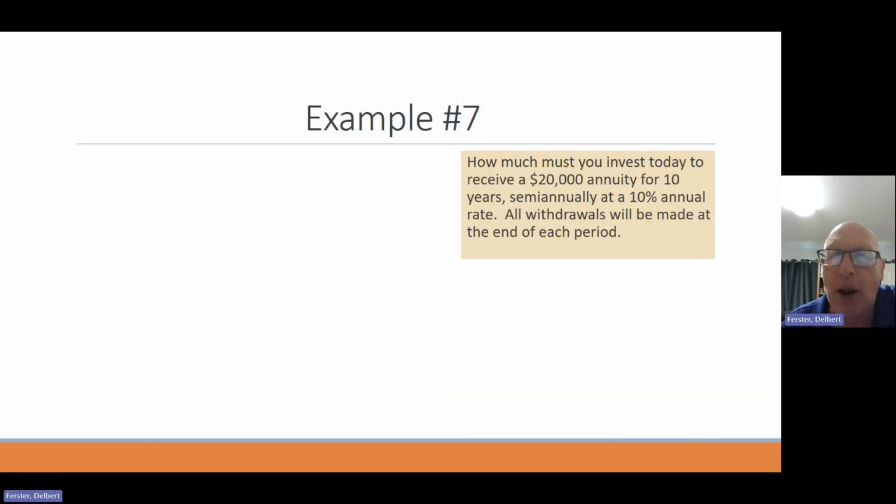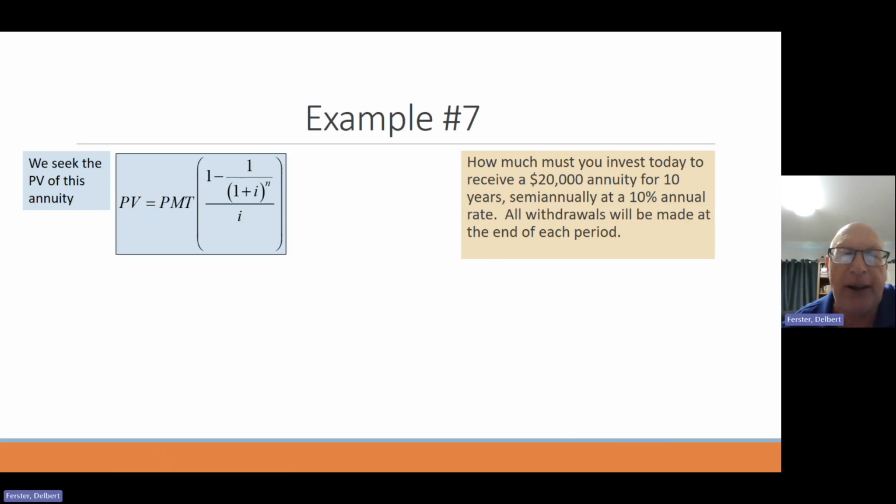A lot going on. It's a good problem, though. Example 7, how much must you invest today to receive a $20,000 annuity for 10 years, semi-annually at 10% annual rate? All withdrawals will be made at the end of each period. All right, so we want the present value. And you want to set up a $20,000 annuity that'll span 10 years, and you're going to pull out $20,000 twice a year, semi-annually at a 10% annual rate.